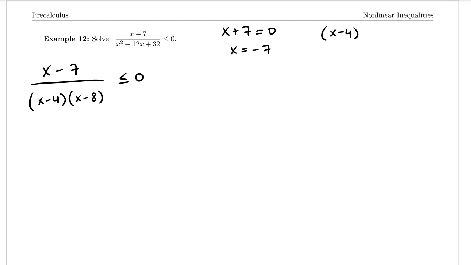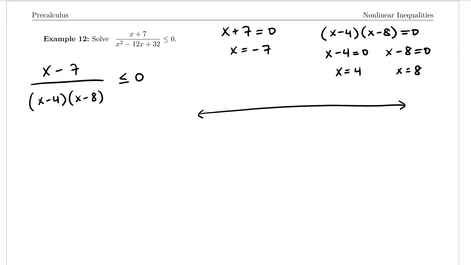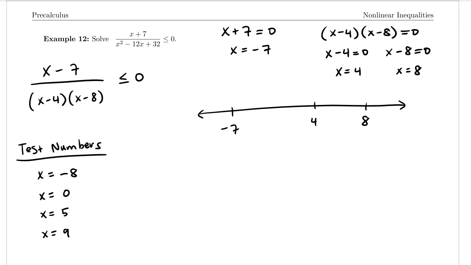If I set my denominator equal to 0, and now I use the zero product principle, so I'm going to get x minus 4 equals 0 and x minus 8 equals 0. Then that leads to x equals 4 and x equals 8. Let's go ahead and make a number line now. So here's -7, here's 4, and here is 8. So we're going to need a lot of test numbers. Here are the test numbers that I've chosen: x equals -8, x equals 0, x equals 5, and x equals 9. And I'm going to plug these into this factored form here.